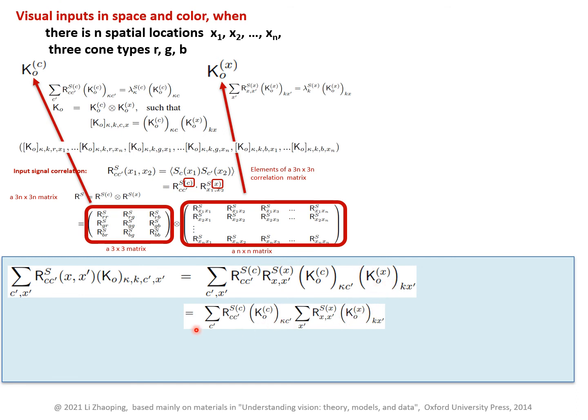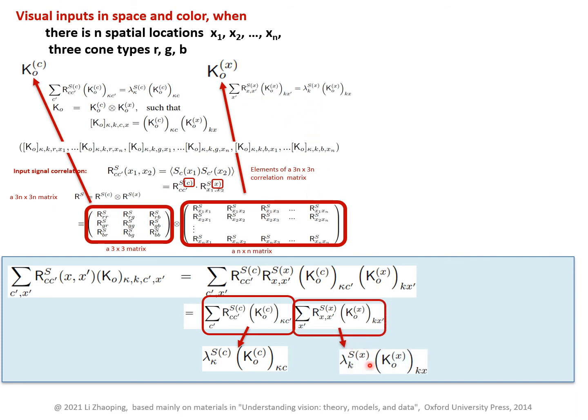Since this is an eigenvector in color, as we have seen here, it is equal to that. And similarly, this is an eigenvector in space, like we have seen here, so it's like that. Now we get this outcome: the two eigenvalues multiply each other, and the two eigenvectors by definition form this row vector. So this proves that this row vector is indeed an eigenvector of this whole correlation matrix, in both space and color, and the eigenvalue is the product of the two eigenvalues.